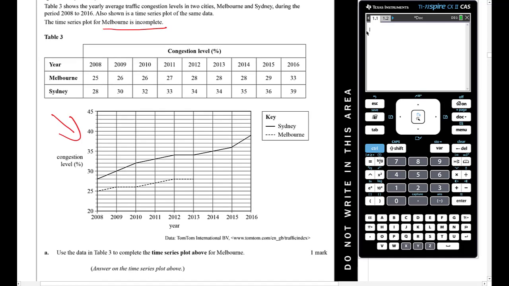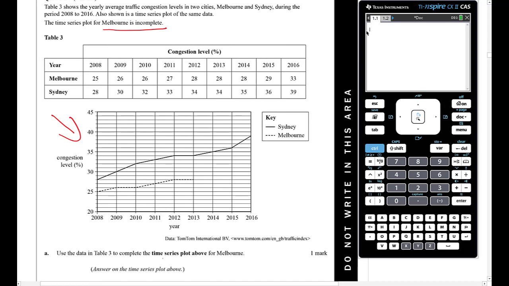So the first part of the question is use the data in table 3 to complete the time series plot for Melbourne. So we've got to make sure we're looking at the right numbers. Melbourne is basically our second line. So it's here, and it's from 2014 to 16. So these are the numbers. Let's actually go up because we're going to need to relate to them. Okay, those are the numbers we need.